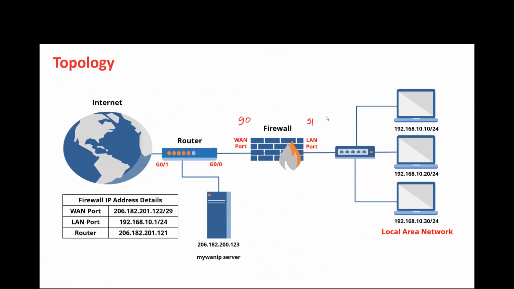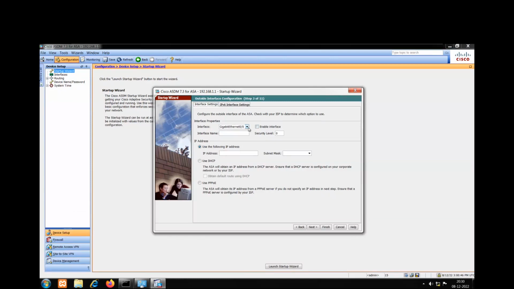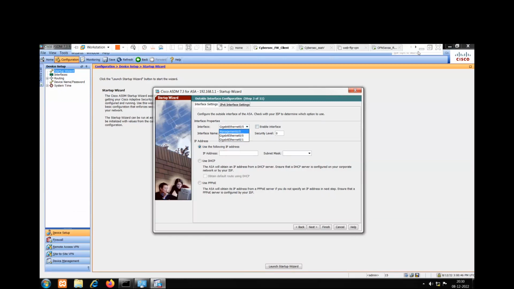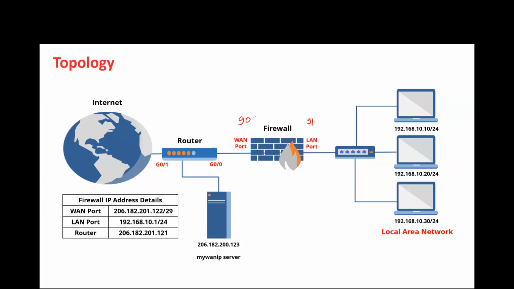So we say gigabit 0/0 should be your WAN interface. Generally it is the first interface which is always connecting to the internet. The second interface is connecting to the local network. So gigabit 0/0, I say, will be connecting to the internet. That's the WAN interface. Gigabit 0/1 will be our LAN interface. According to this topology, we also have to assign the IP address for the interfaces. So let us do that.